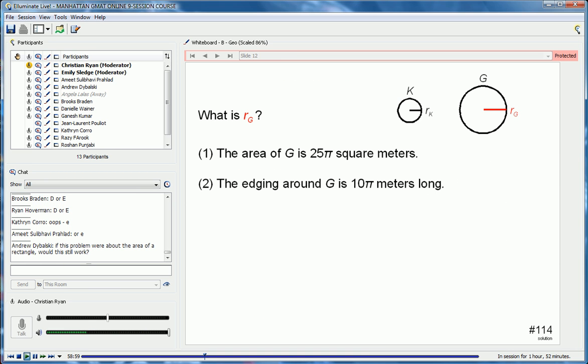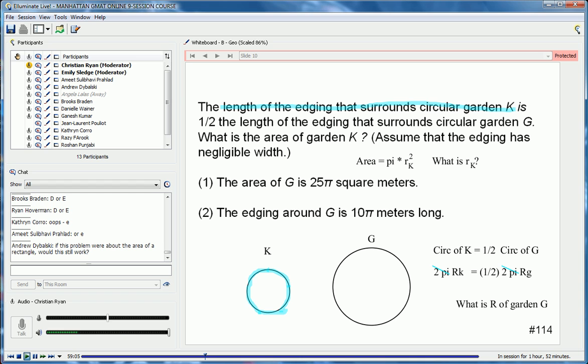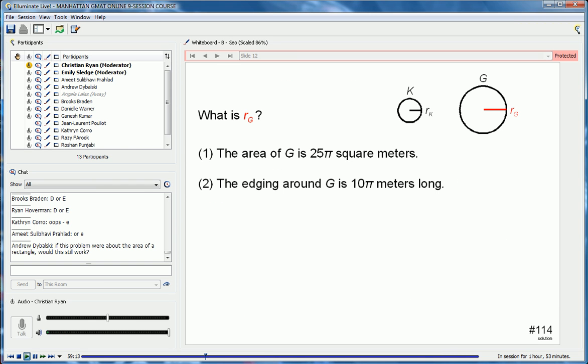But the geometry point is rephrasing all the way from all this stuff takes us to what is the radius of garden G. And then it becomes relatively straightforward. Okay, a couple more.